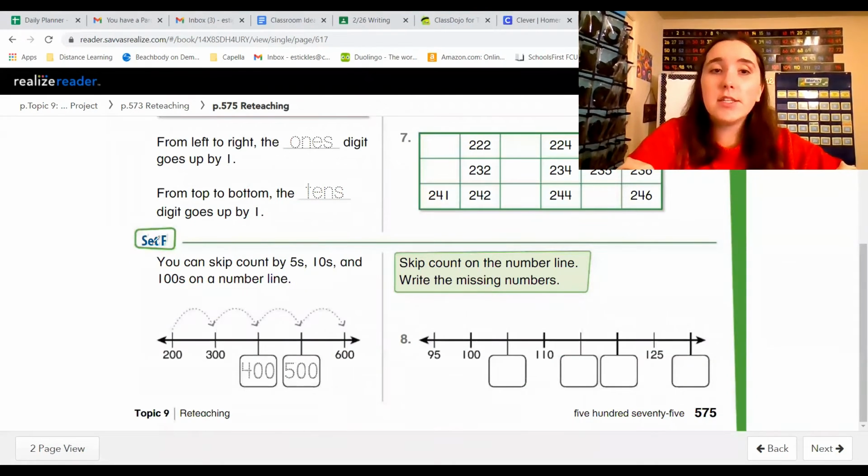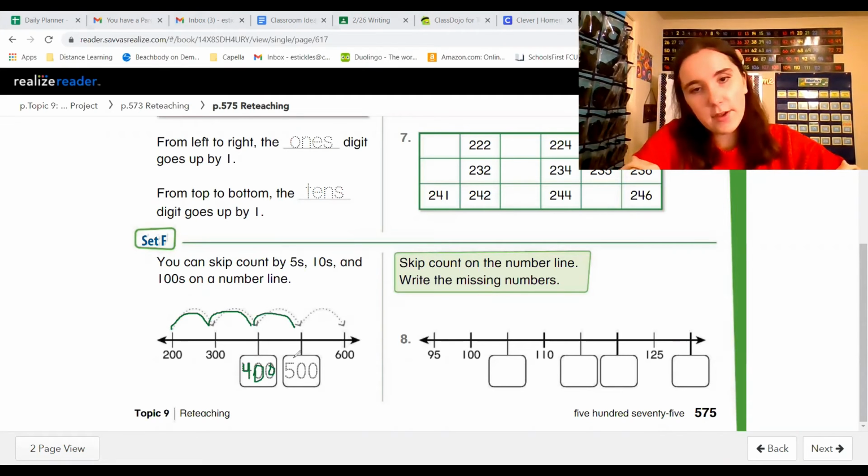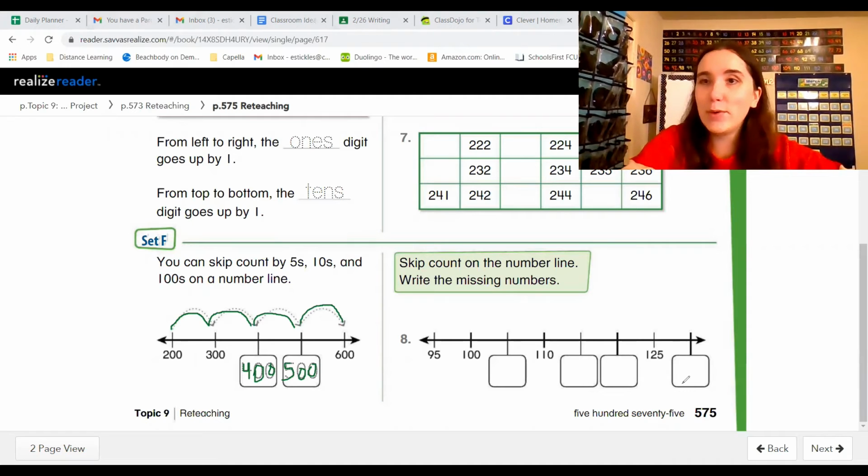Okay, on the left here it says you can skip count by 5s, 10s, and 100s on a number line. So let's fill this in. We go 200, 300, 400 would be another 100, right? So 400, plus another 100, 500. And then if we continued, plus another 100, 600. I want you to do number 8, fill in the missing numbers, and then come back to me when you have it.